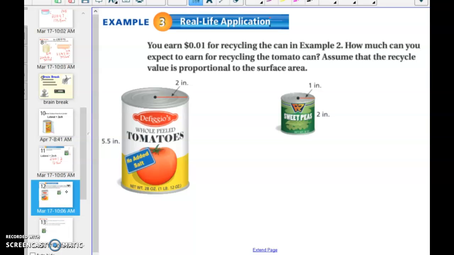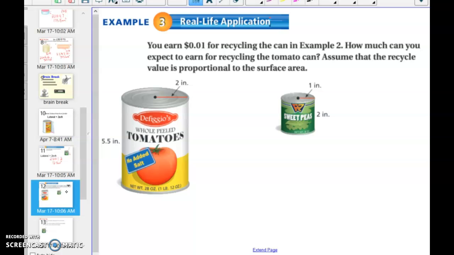Example 3 says, you earn 1 cent for recycling the can in example 2. How much can you expect to earn for recycling the tomato can? Assume that the recycle value is proportional to the surface area. Well, you get paid for recycling the metal in the can, and both the top and bottom and the side is all made of metal. So I actually have to find the surface area for both of these cans in order to compare them.